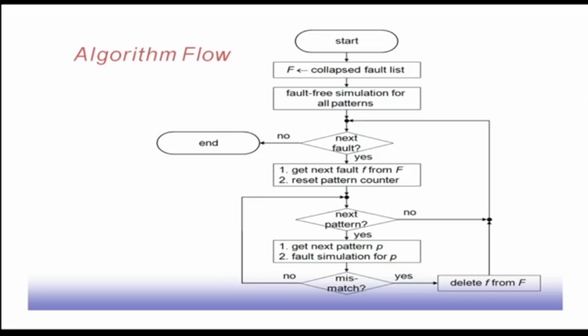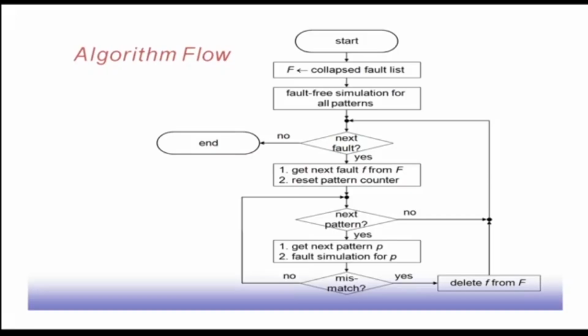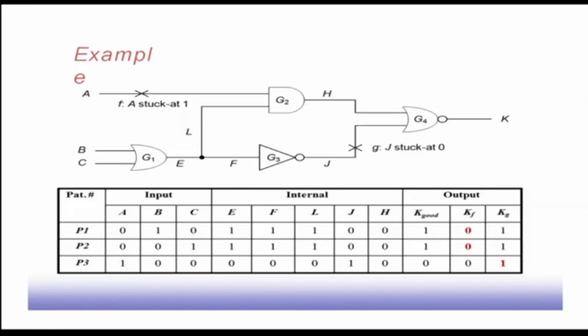There is no point in keeping it in the set F, because ultimately we are going to see whether the given test pattern set is covering the collapsed fault list or not. Since this fault f is already detected, there is no point simulating it again for the remaining test patterns. That is why it is deleted from the set F, and then we try with the next fault. This way it continues. So, this is a very simple algorithm, but time consumption is high.